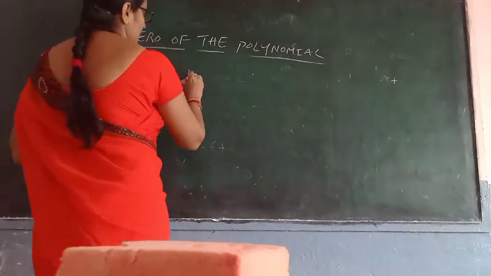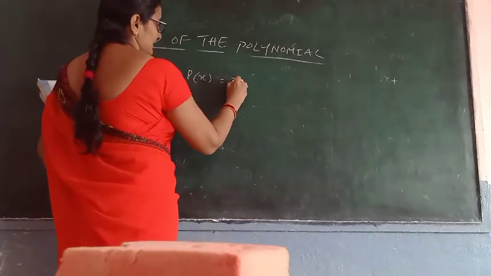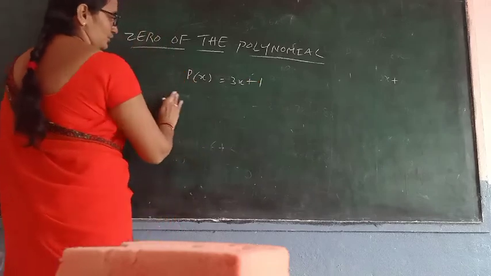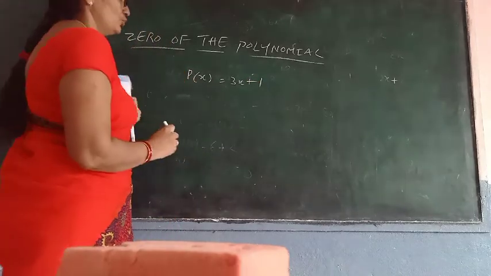For example, p of x equal to 3x plus 1. If it is linear polynomial, 0 ని ఎలా కనుక్కోవాలి?